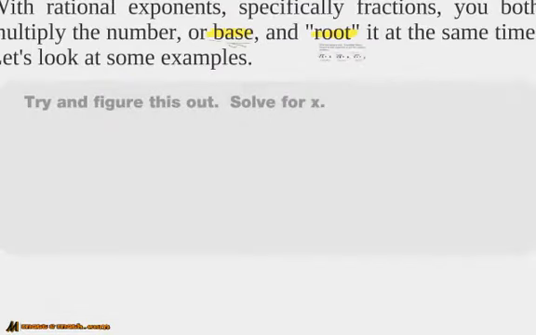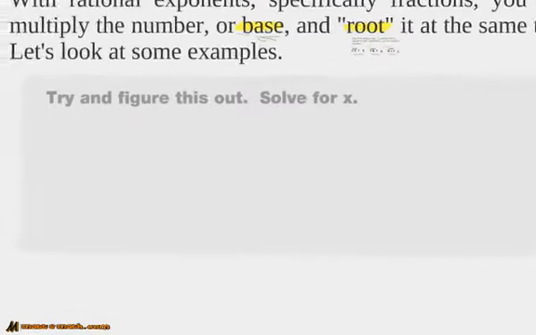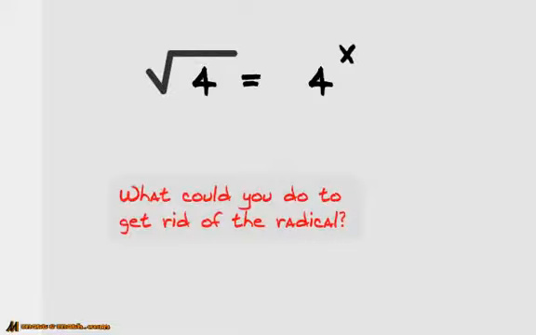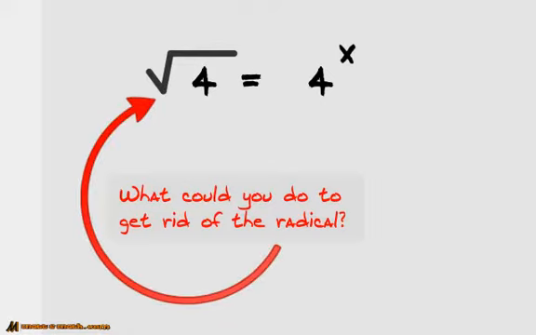All right. I want you to try and figure this out. I want you to solve for x. Here's the problem. You have the square root of 4 equals 4 to the what power? Solve for x. Can you do that? All right, you need a hint? Okay, let's try this. What could you do to the radical to get rid of this guy? What do you think we're going to do? Any ideas?